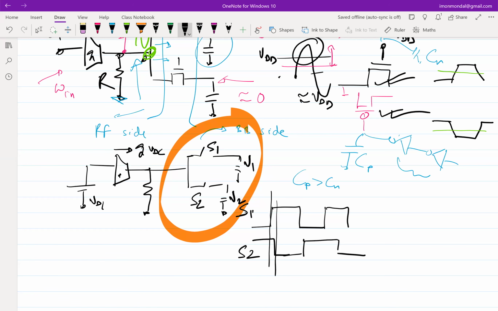There will be charge sharing between these two capacitors, right? So you are losing the charge on the capacitor. That can be a problem, because ultimately the voltage across the capacitor is essentially the information of the baseband. You are losing part of the baseband information, so that can be a problem. What else can be a problem?